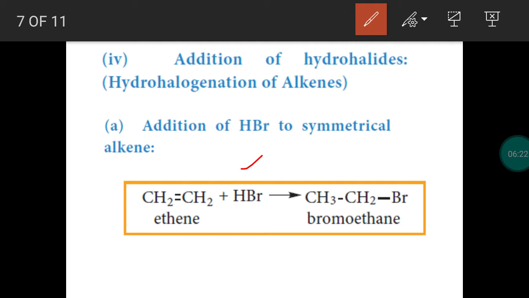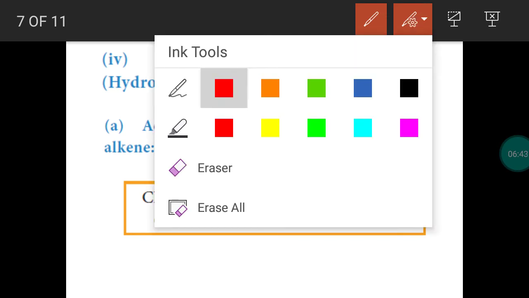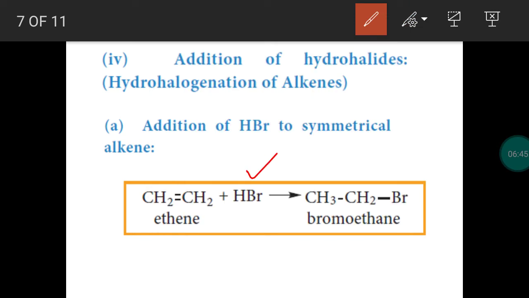When hydrogen bromide is added, as we expect, the double bond will be broken and this will be separated into H plus and Br minus. So the double bond will be broken in a heterolytic fission. Heterolytic fission will be there, so the mechanism will be an ionic mechanism. Hydrogen halide is added with alkene. We get a primary alkyl halide. So this is bromoethane, common name ethyl bromide.